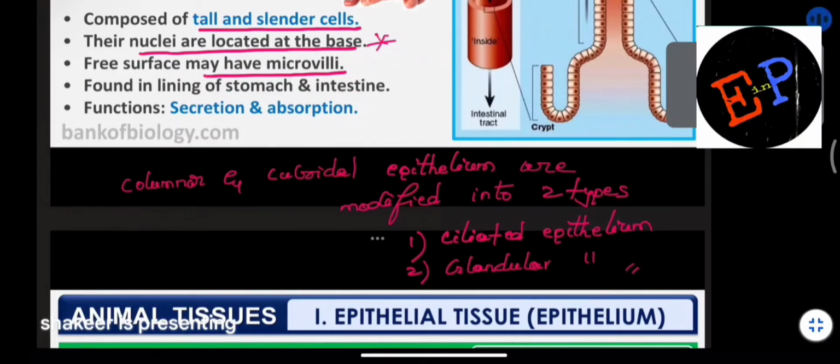So which of them are modified? One is columnar and the second one is cuboidal. They can again be modified into two types: one is ciliated epithelium, second one is glandular epithelium. What is meant by ciliated epithelium? When microvilli are present, then it is called ciliated. Cilia means small hair-like structures. So if they are present, then they are called ciliated columnar or ciliated. Clear, ma? Ciliated epithelium means microvilli should be present.